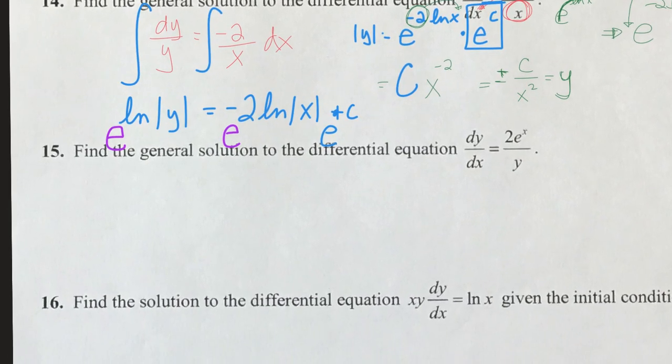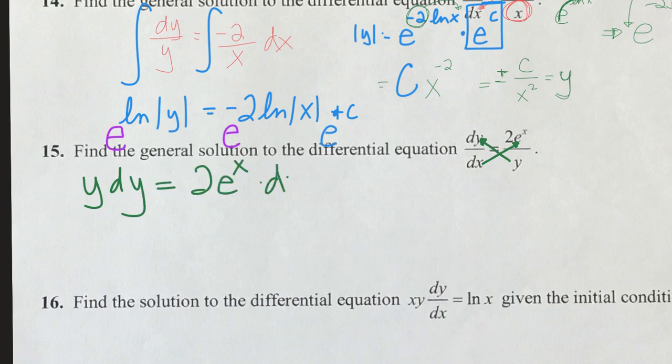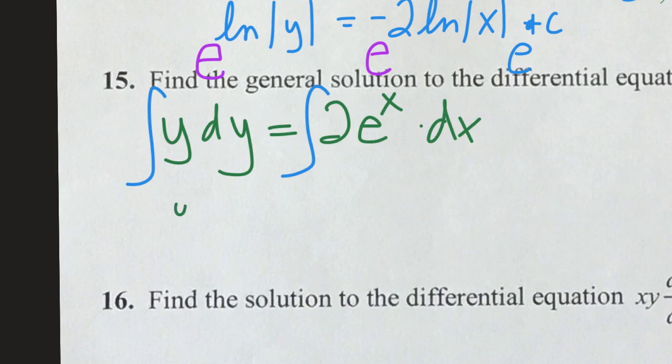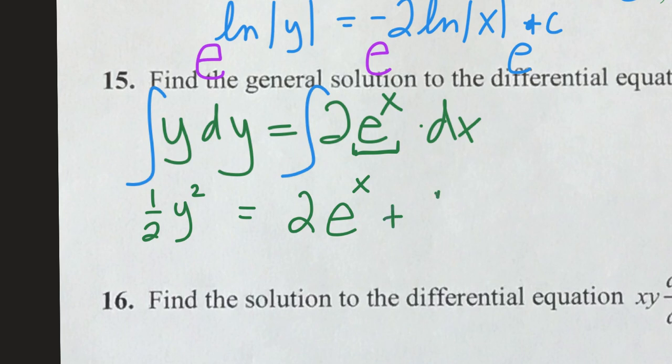Okay, so general solution for this. Here we're going to once again separate your variables. So we have y times dy equals 2e to the x dx. Okay, so let's take the integral of both sides. That becomes y squared over 2, or 1/2 of y squared. And over here, the antiderivative of e to the x is, of course, e to the x times 2, right? So the coefficient stays there in front. 2 e to the x, and then plus c.